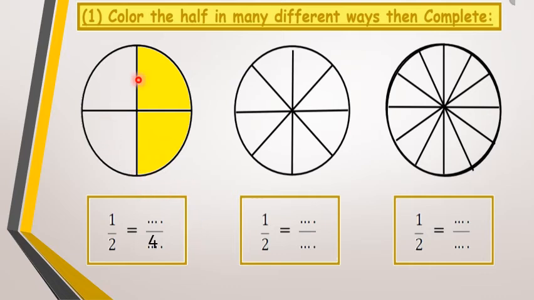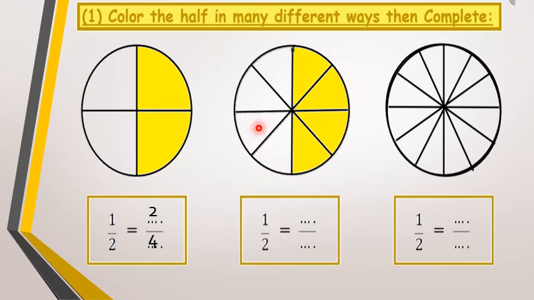I know that the total parts here is 4, so I write 4 in the denominator, and the colored is 2, so in the numerator I write 2. It's 2/4, equivalent to half. So what's equivalent to half in here? I will put the same color, the same part, the same size here.